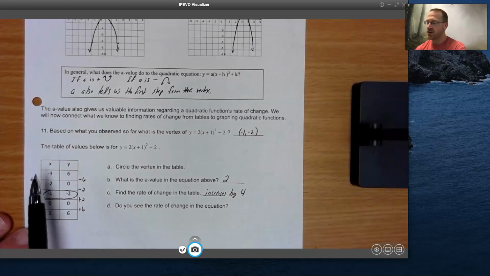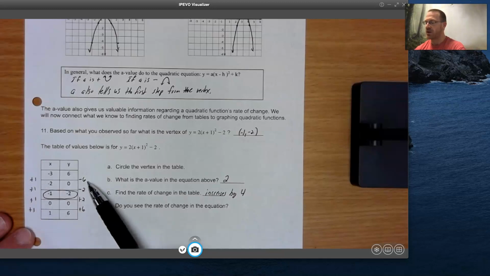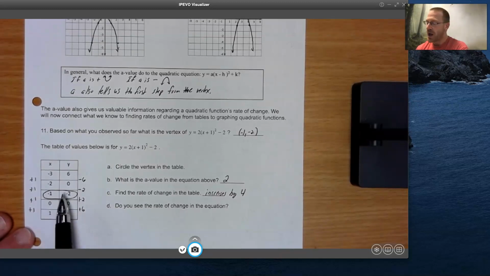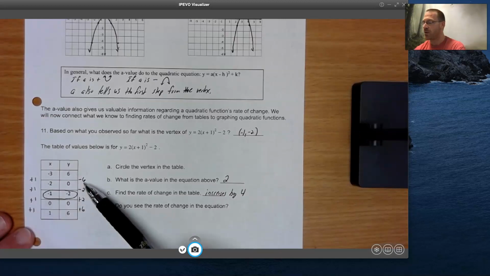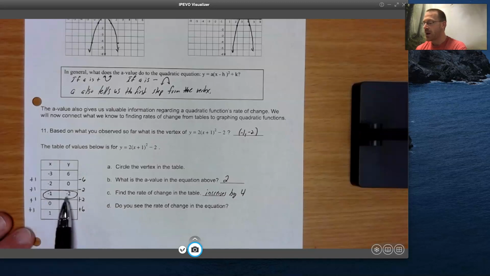So you can see that all my changes of x are +1 on the left side. My change in y was -6, -2, +2, +6. Now, what we talked about way back when, it doesn't seem like that long ago, was circling that vertex, identifying that vertex, that turning point. We said one way to do that was knowing that our rates of change go from negative to positive or positive to negative. Another way of knowing that is the symmetry, right? We can see that symmetry around the turning point. All right, so notice that we see that the vertex is -1, -2, all right?